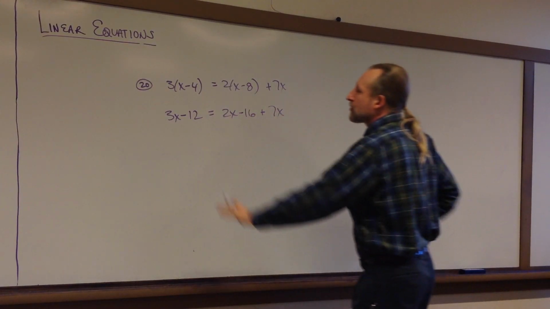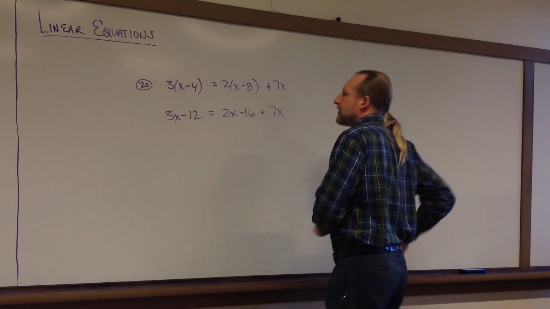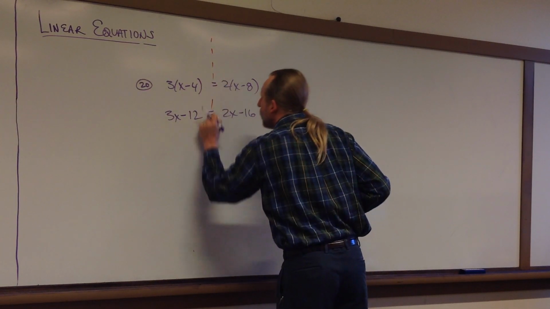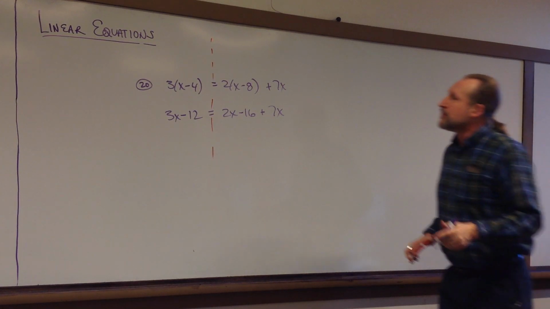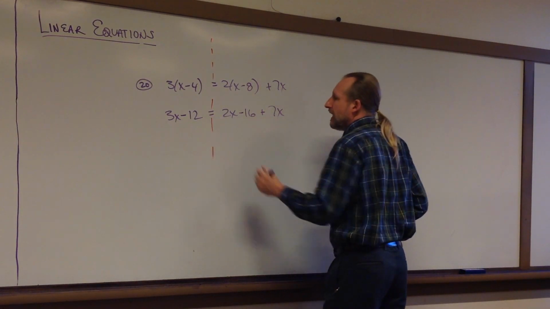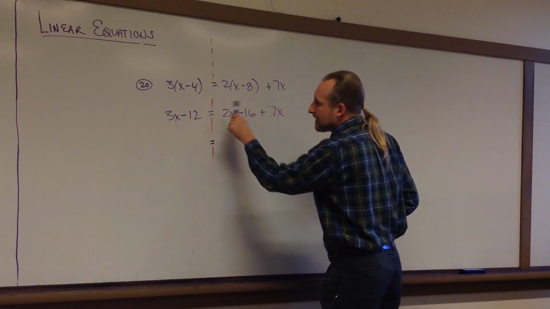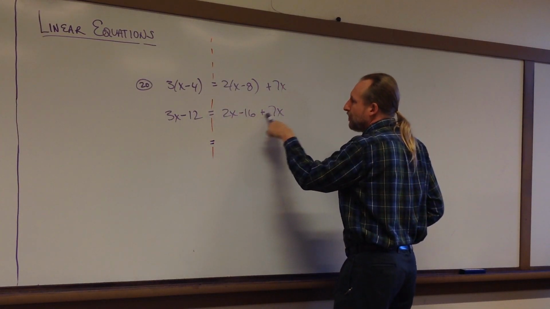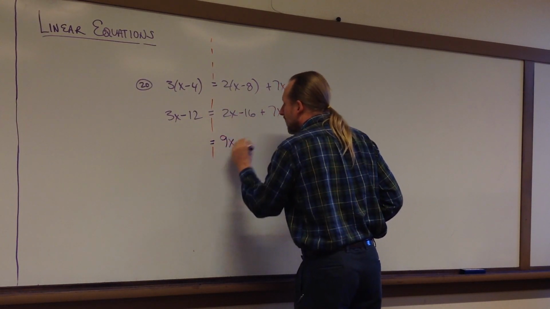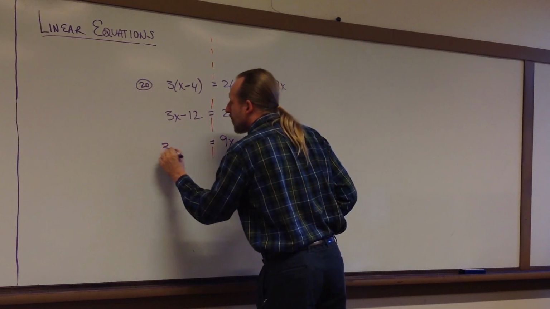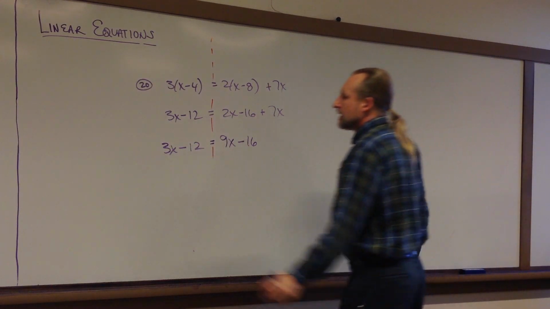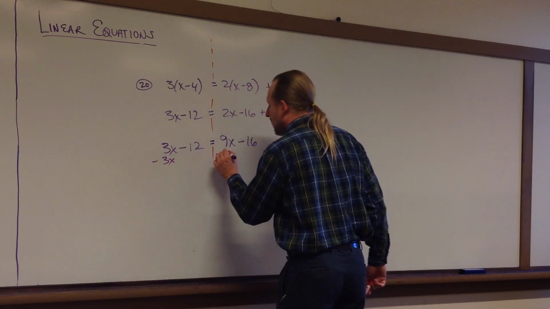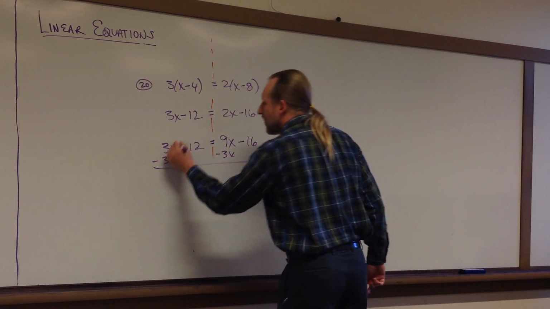So again, if you want to move something from one side to the other, you do the opposite, all right? But here, the 2x and the 7x are on the same side. This is a positive 2x, this is a positive 7x. That makes positive 9x. Okay. All right, let's subtract 3x on both sides.